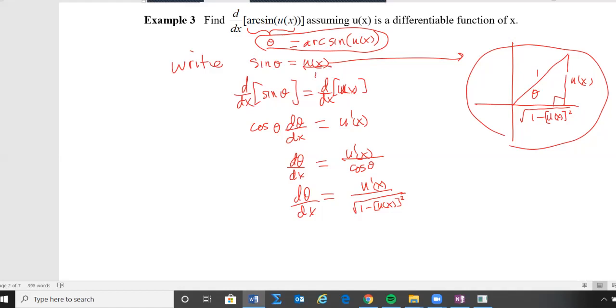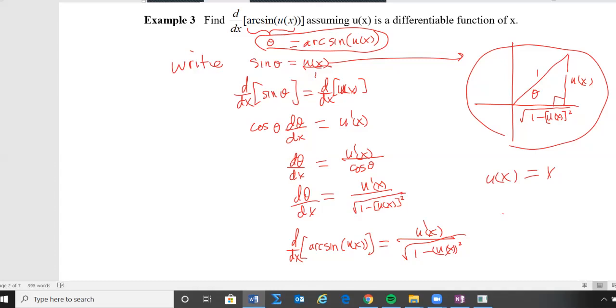So what that tells us is that the derivative of the arc sine of u of x is just going to be u prime of x over the square root of 1 minus u of x squared. Now, if u of x just happens to be an x, then all of this reduces to just 1 over the square root of 1 minus x squared. So we get a nice result.